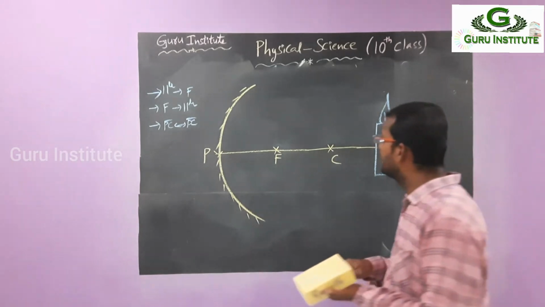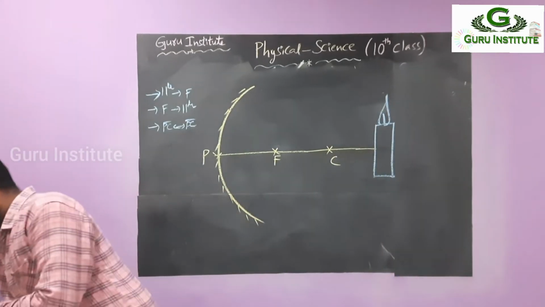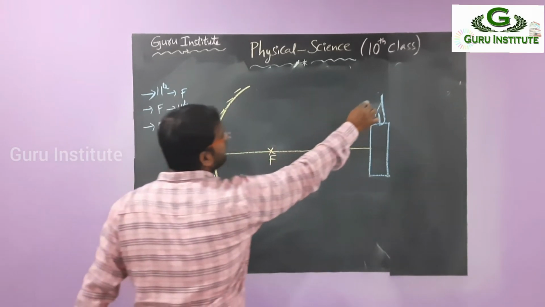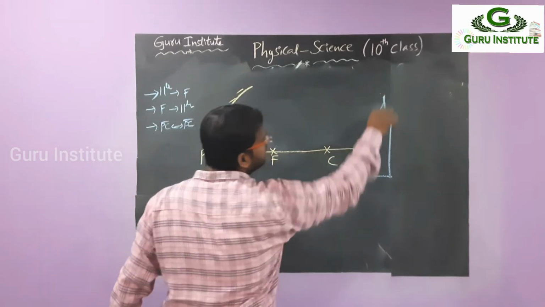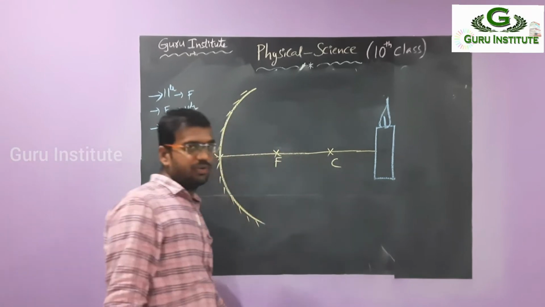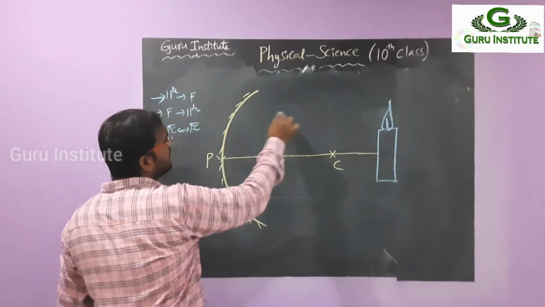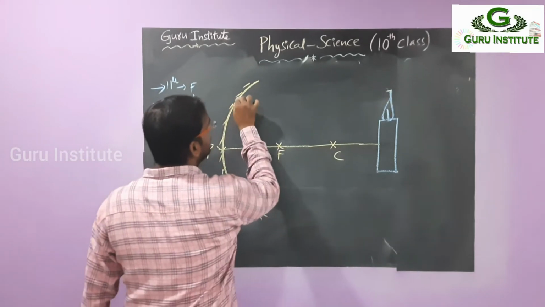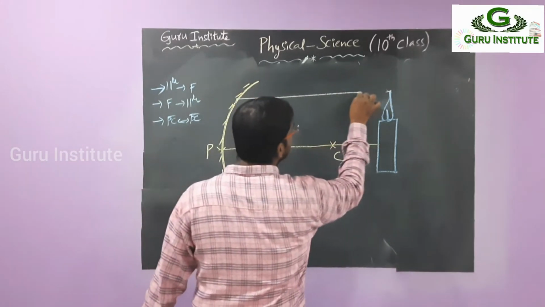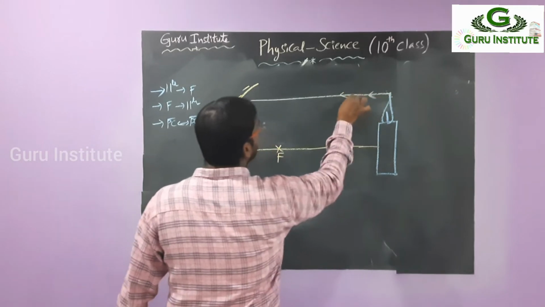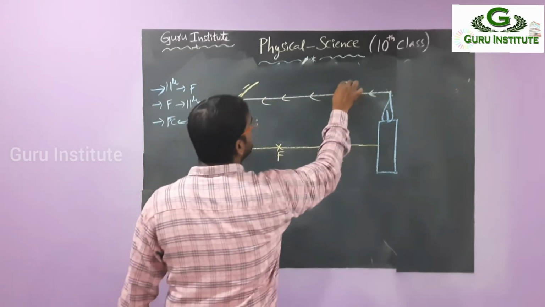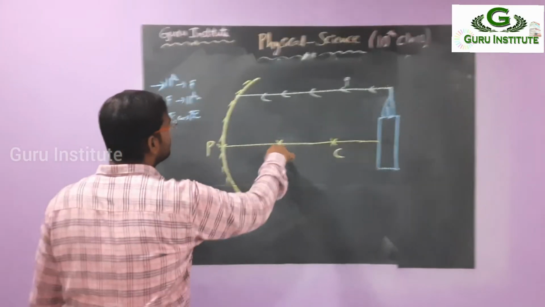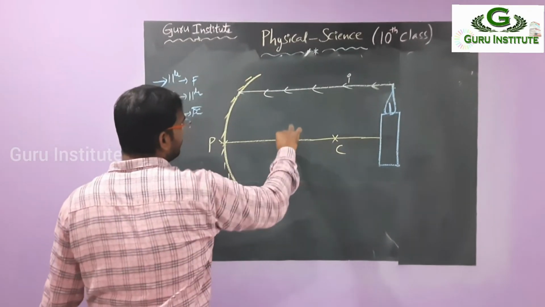So first we have to take the first one. I am taking the top of the candle and the bottom of the candle for observation. First case, parallel to the principal axis. Here I am taking it. So where is the parallel? Here. So this is parallel to the principal axis. Already you know this. What does parallel to the principal axis mean? It should always pass through the focus. So this is the point, and from this one you have to draw.